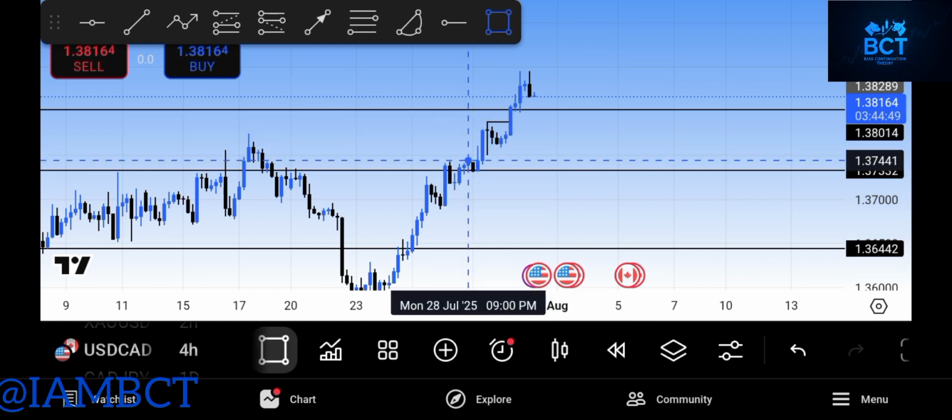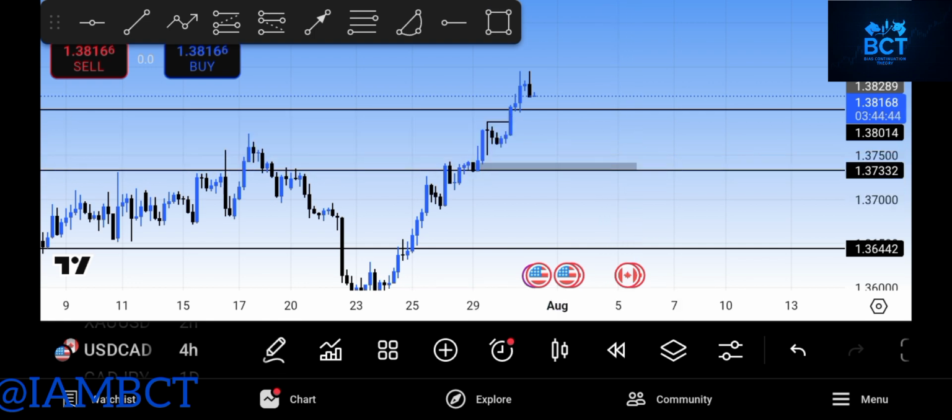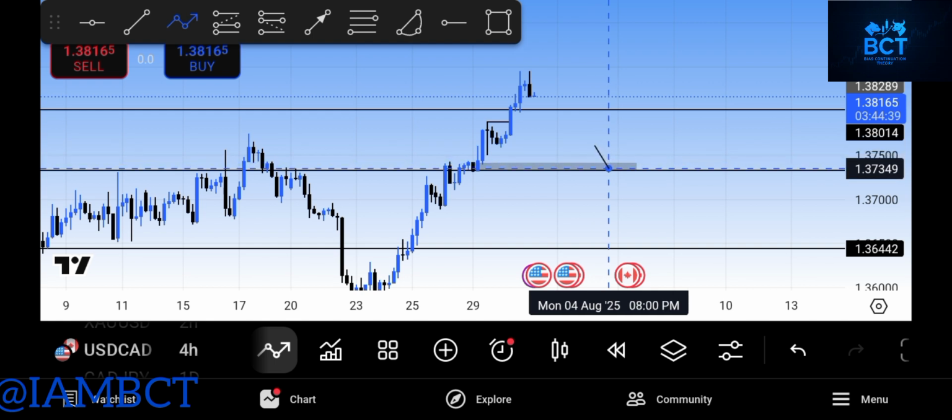So this is what we expect the market to do, and as usual, our normal entry model.